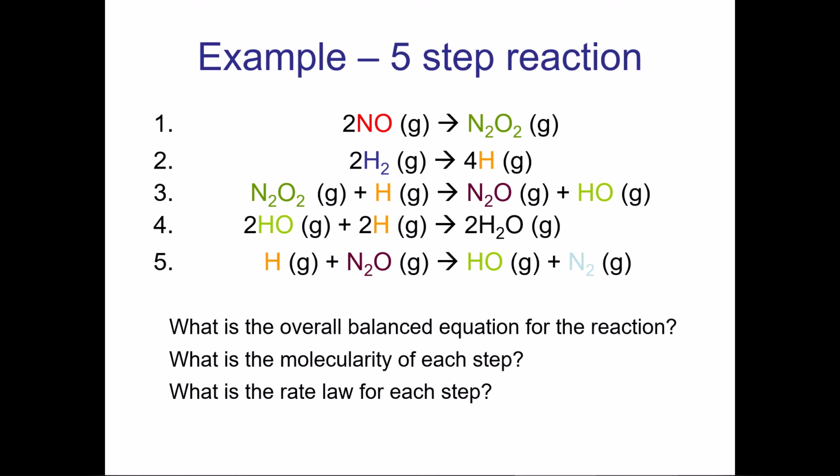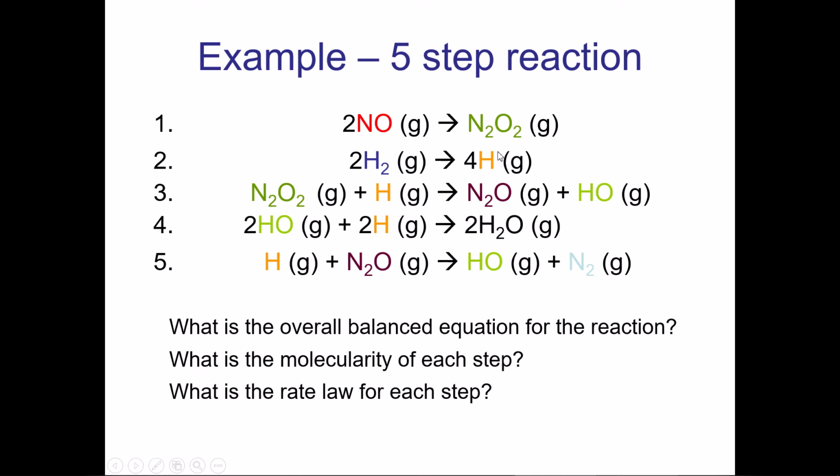So let's look at the overall equation then. We need to cross out things that are on the left and the right side. So we need to find our intermediates. So in step 1, we're creating N2O2, which is then used in step 3. So N2O2 can be canceled out as an intermediate.